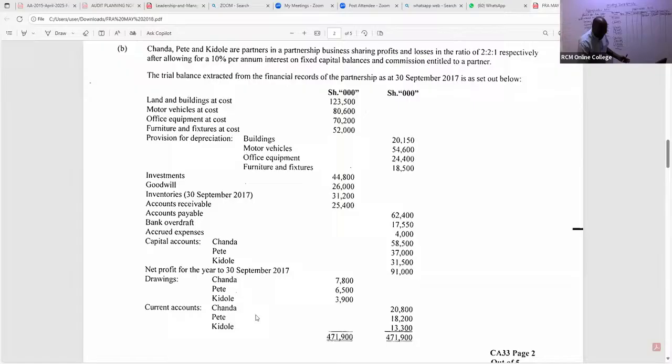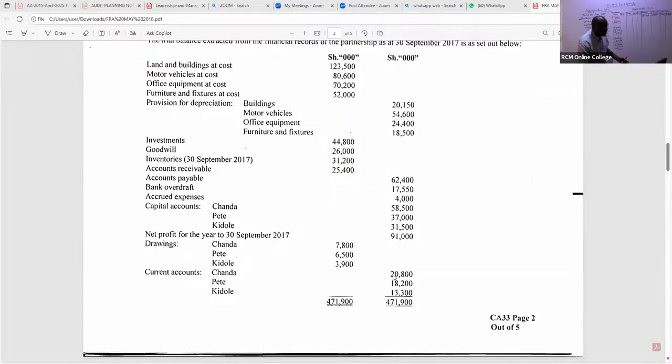Then we have their current accounts. Their current accounts, you can see again, 3 of them are on credit side. If one is on debit, you take it on debit. So in this case here, you write their current accounts. Current accounts, in this case here, free marks, I'm telling you. Current accounts, we have 2,800.